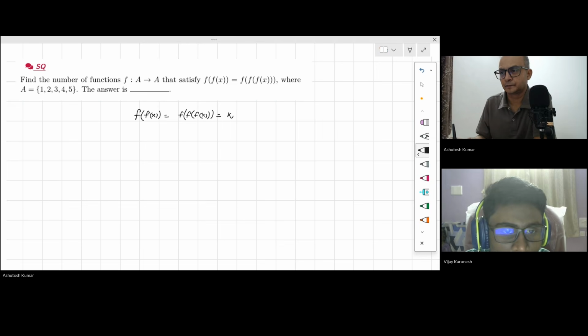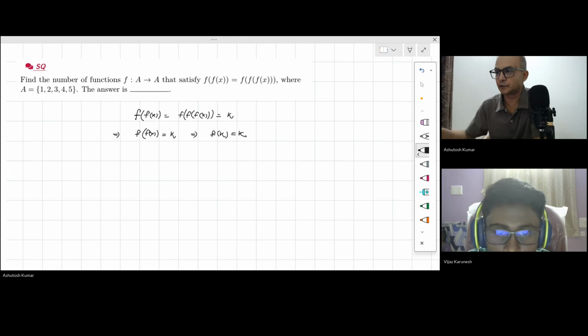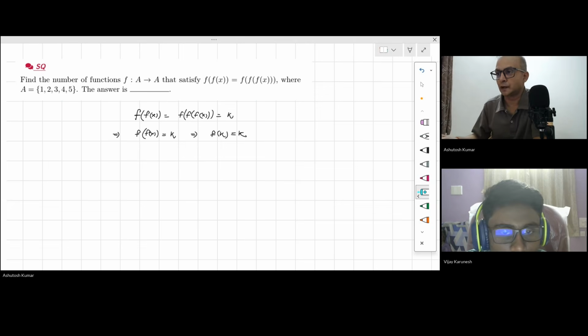Correct? Yes, sir. It means I can say let f of f of x be equal to k. Then f of k is already k here, so f of k is equal to k. It means the inner function, wherever you see it on the left hand side or the right hand side, should have this property: f of k is equal to k.